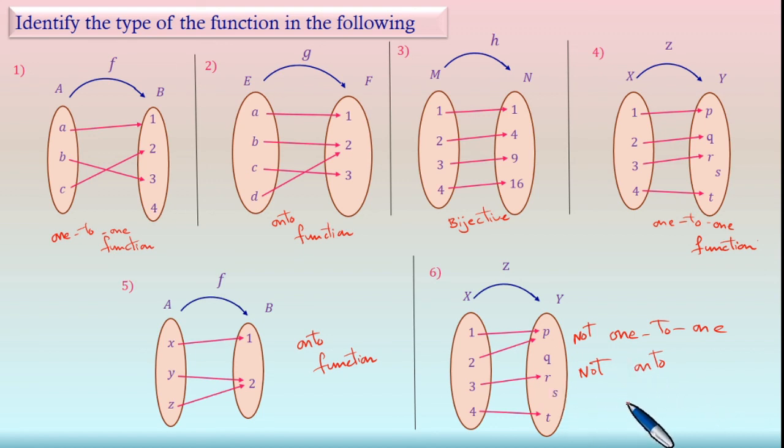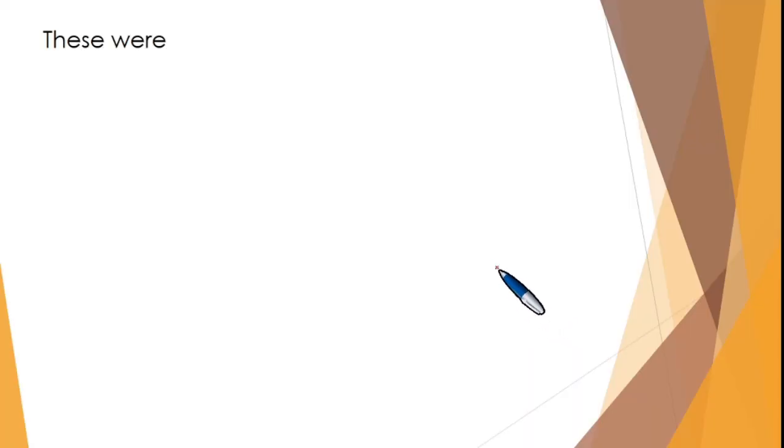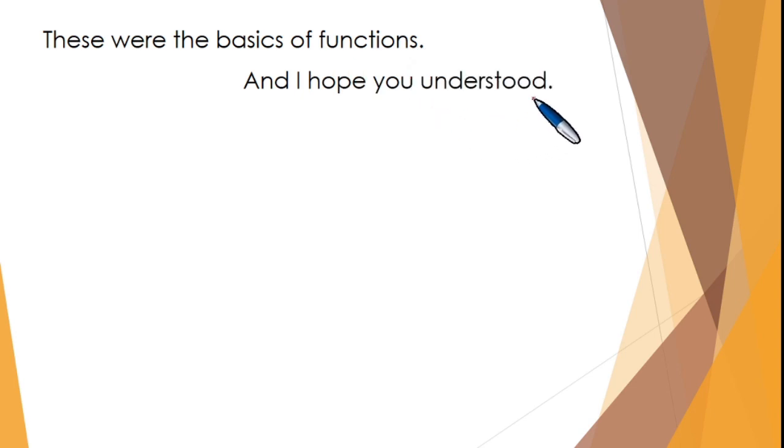I hope all these things are clear for you. So this was about the arrow diagram representation. These were the basics of functions, and I hope you understood.